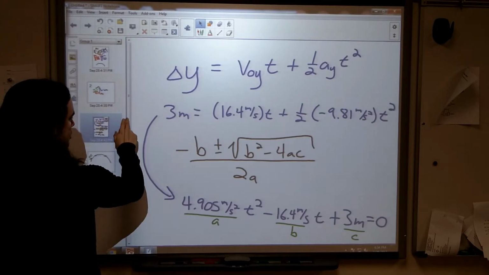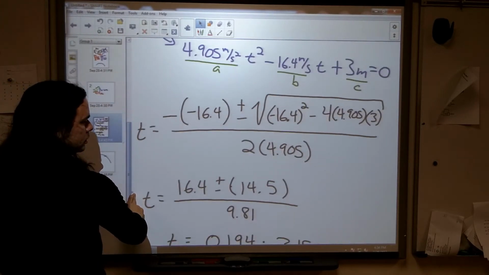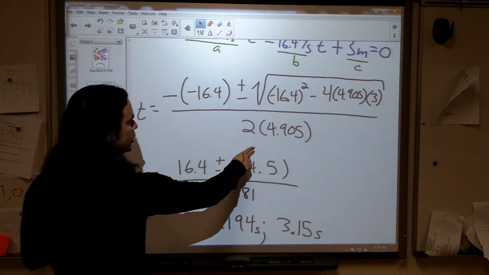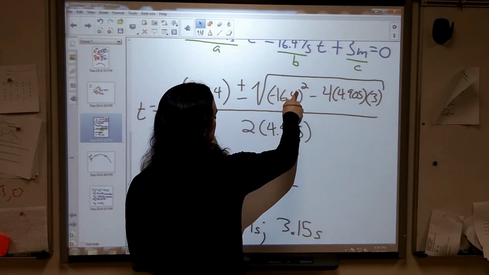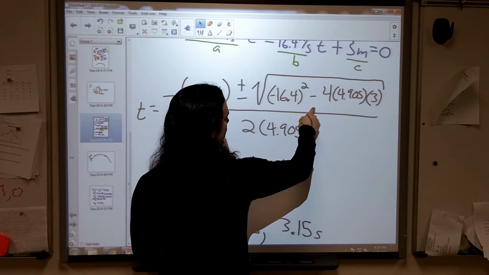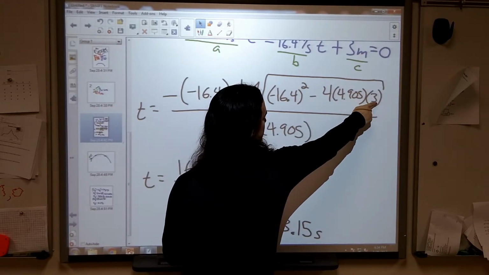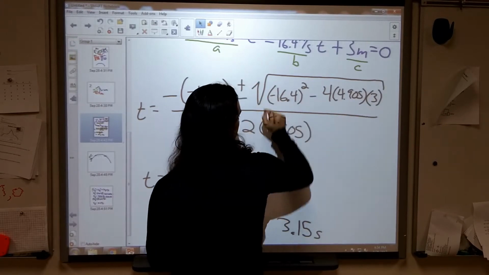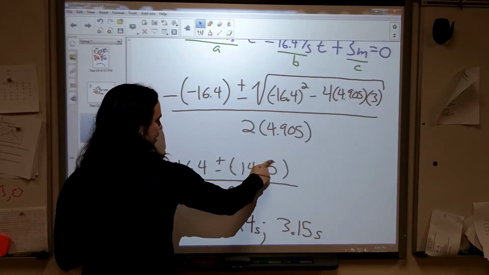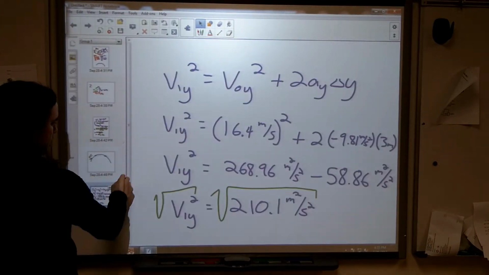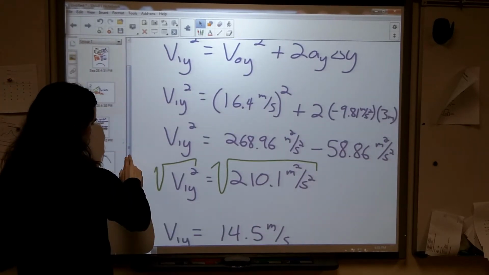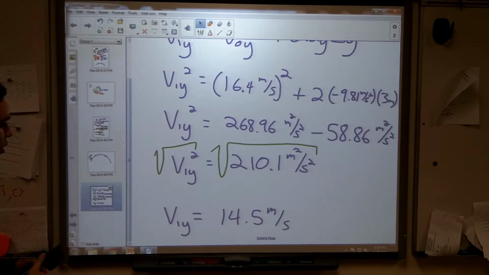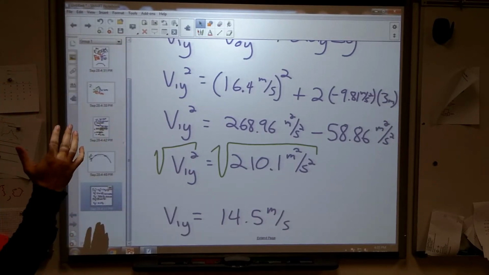Wait a second. 14.5. Well, that's a speed, so that'd be meters squared per second squared. That had meters per second squared and meter. Oh. This part of the quadratic equation gave me the value that I just found. That's exactly the same amount of work. We now found that our final velocity in the y is 14.5 meters per second, but wait.